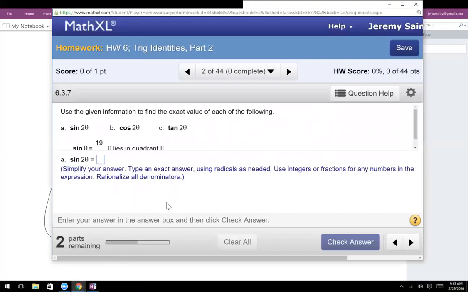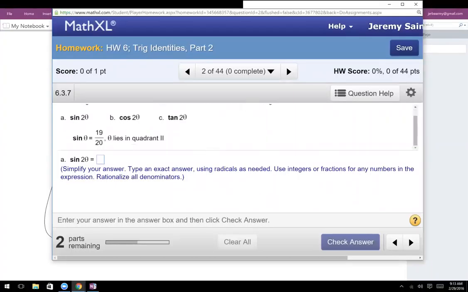Do some more when we get to them. To find the exact value of each of the following: sine theta is 19 over 20, theta is in quadrant 2. If we're going to find sine of 2 theta, it's 2 sine theta cosine theta. So the first thing we need to do is figure out, what's cosine of theta?